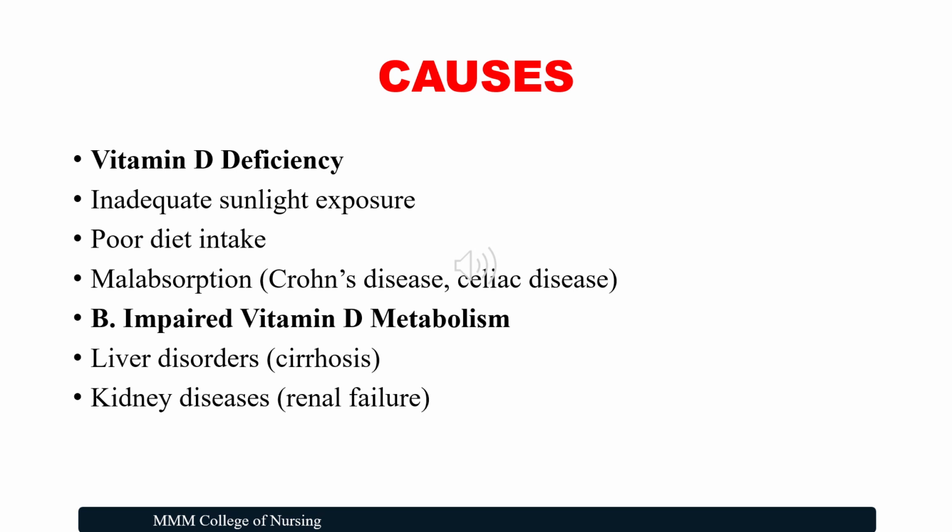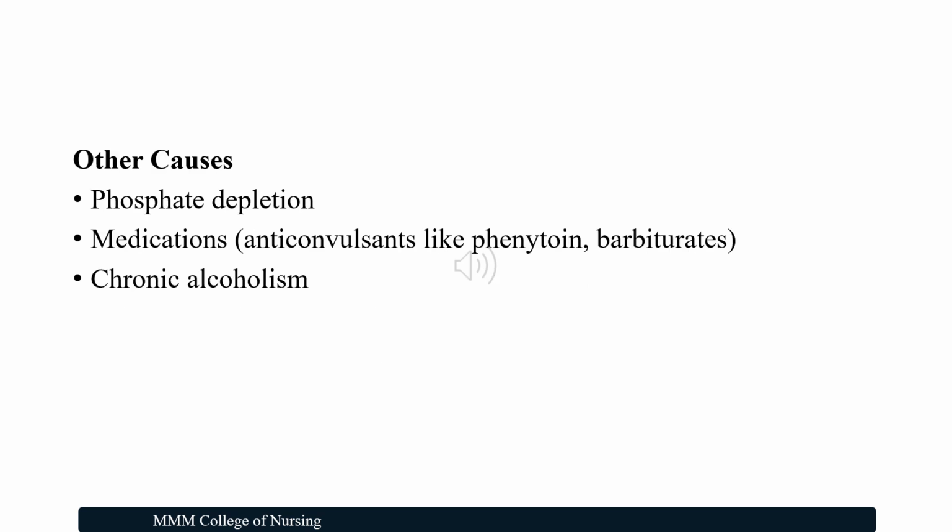Causes. So the important cause is vitamin D deficiency. Vitamin D deficiency occurs due to inadequate sunlight exposure or poor diet intake, or if there is any malabsorption like in conditions like Crohn's disease and celiac disease. And one more cause is impaired vitamin D metabolism. This occurs in conditions like liver disorders, that is cirrhosis of the liver, and in kidney disorders like renal failure. Other causes are phosphate depletion, medications like anticonvulsants, and chronic alcoholism.